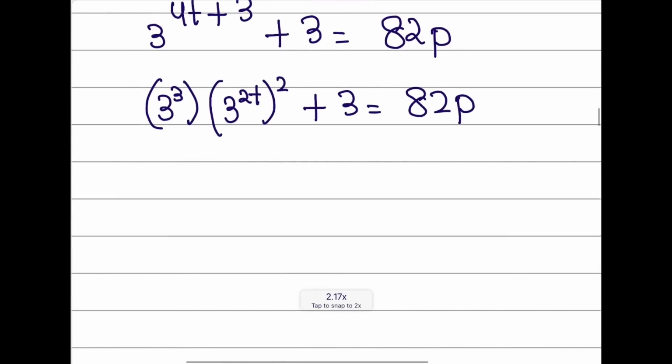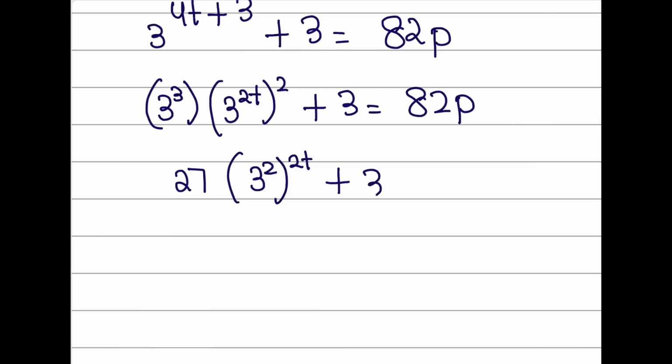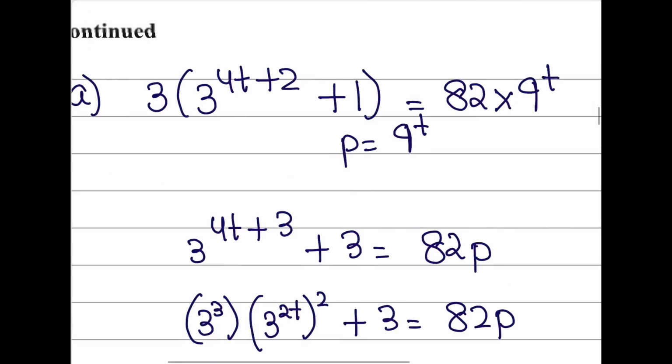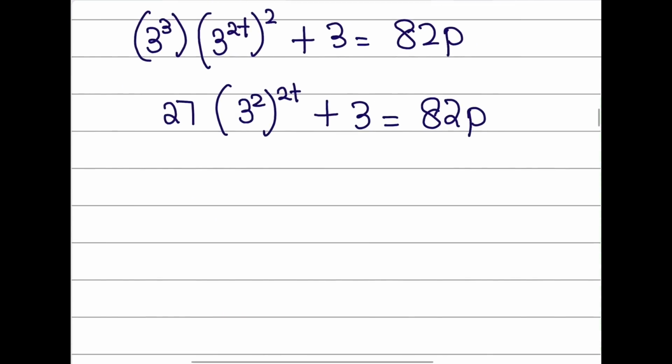Alright, now 3 cubed is 27. I can write 3 squared, the whole raised to t, because the powers are just being multiplied, so you can replace them, plus 3 is equivalent of 82p. However, I know that p is 9 raised to t, so I have to write it down as 27 into 9 raised to t into 2, because this 9 raised to t, the whole raised to 2, is the same as 9 raised to 2t, because the powers are just being multiplied when they're inside and outside.